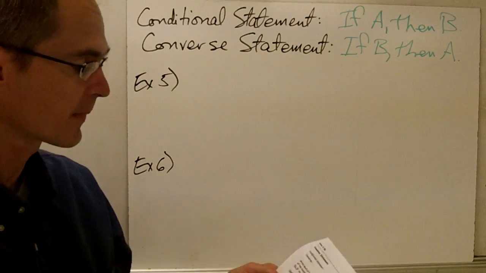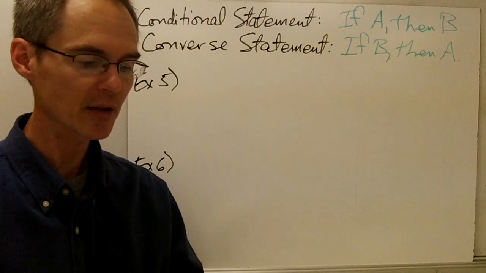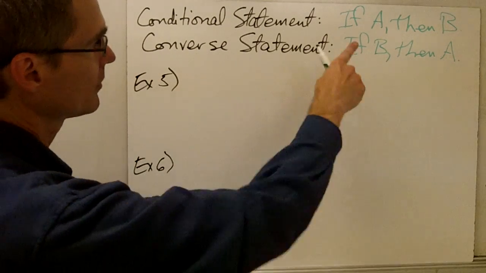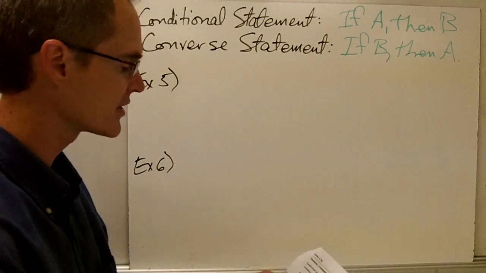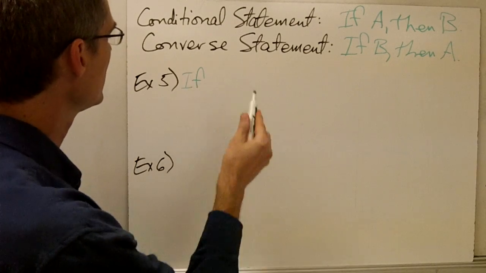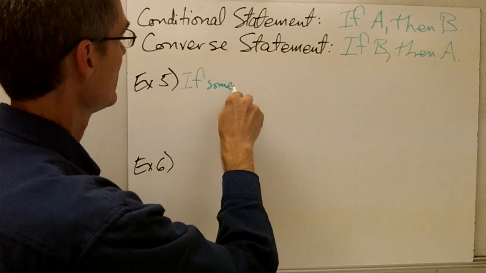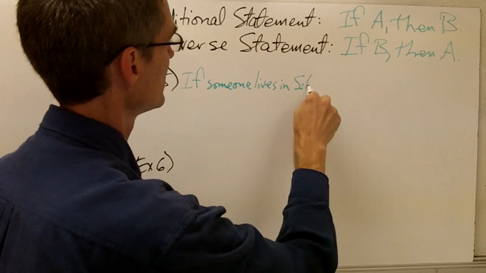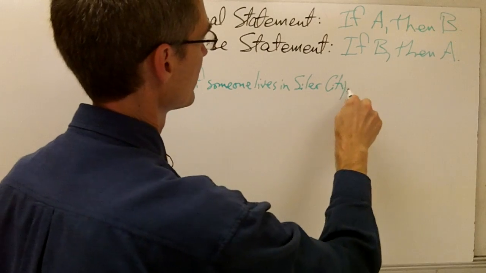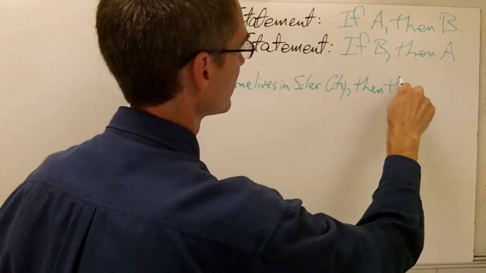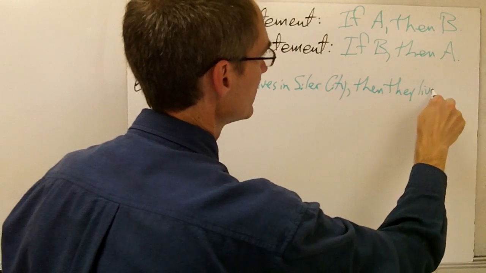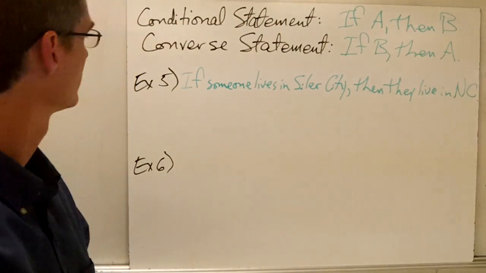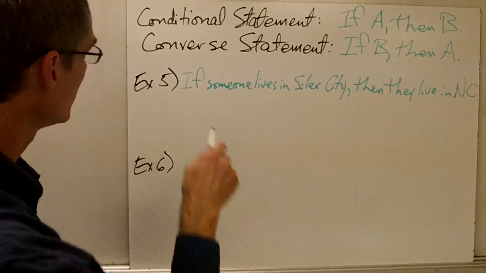Okay, so example 5, the given statement says people who live in Siler City live in North Carolina. So I want to first write that in conditional form, if A then B. People who live in Siler City live in North Carolina, so I would write if someone lives in Siler City, then they live in North Carolina. All right, so that's the conditional statement.